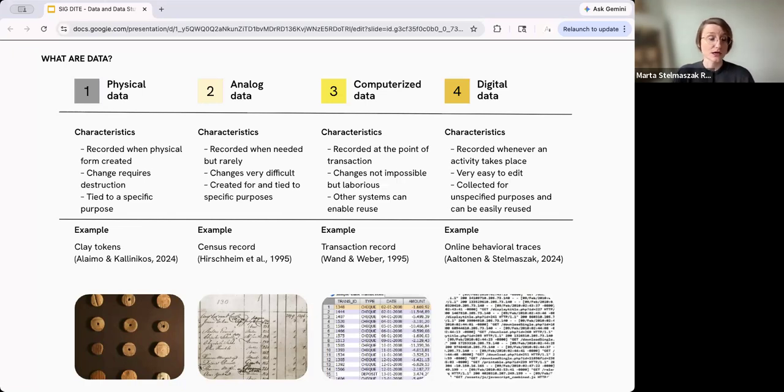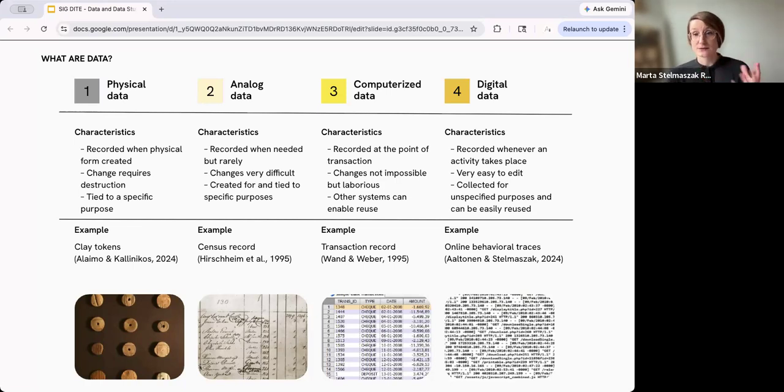And a difference, if we want to contrast it with the physical data, is that the data, so what's recorded on paper, is separate from the paper. So you can move that data, you can copy it, you can change it. It's not the same as the physical object. So we see some kind of a separation emerging in here.